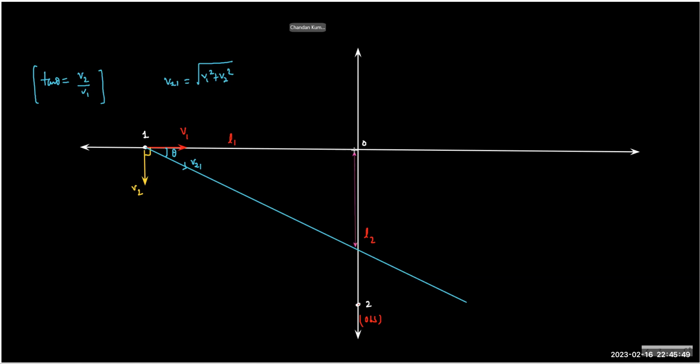Let's take this as some value Y. So this will be how much? L2 minus Y. So what is the minimum distance between the point 2 and the line of motion? So draw a perpendicular. This is the D minimum. So how much is D minimum?